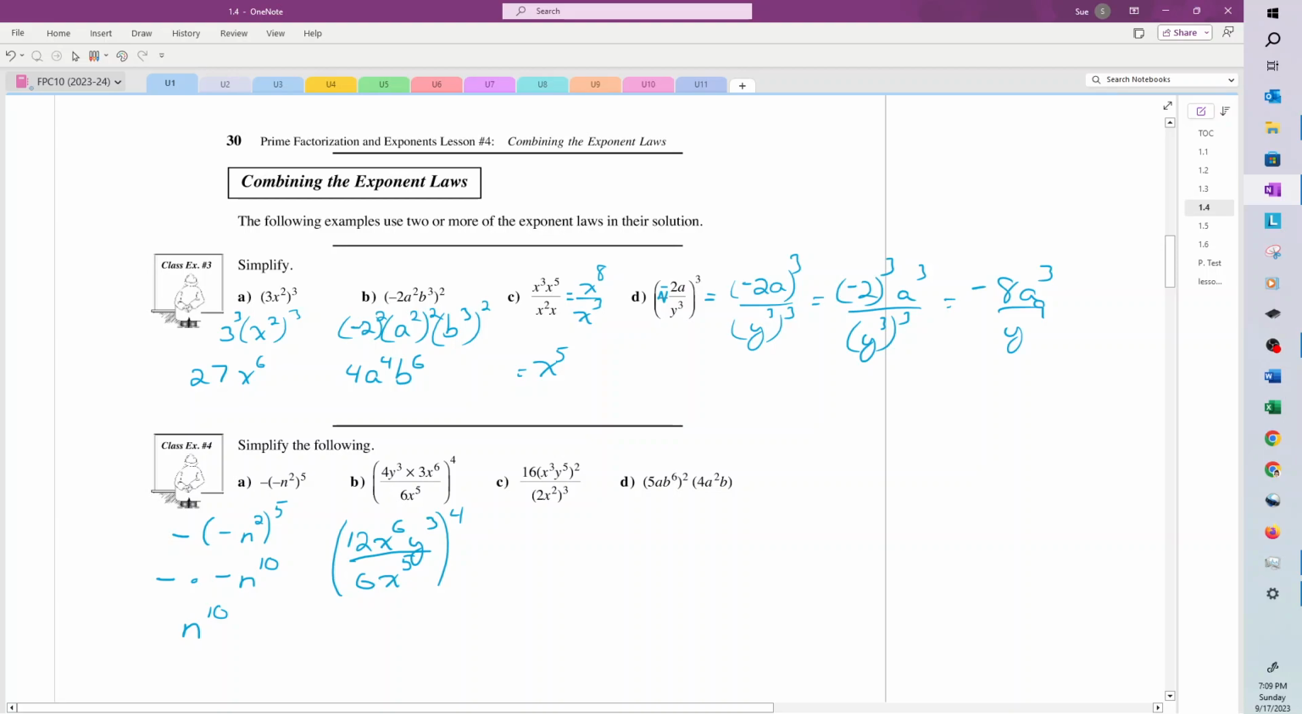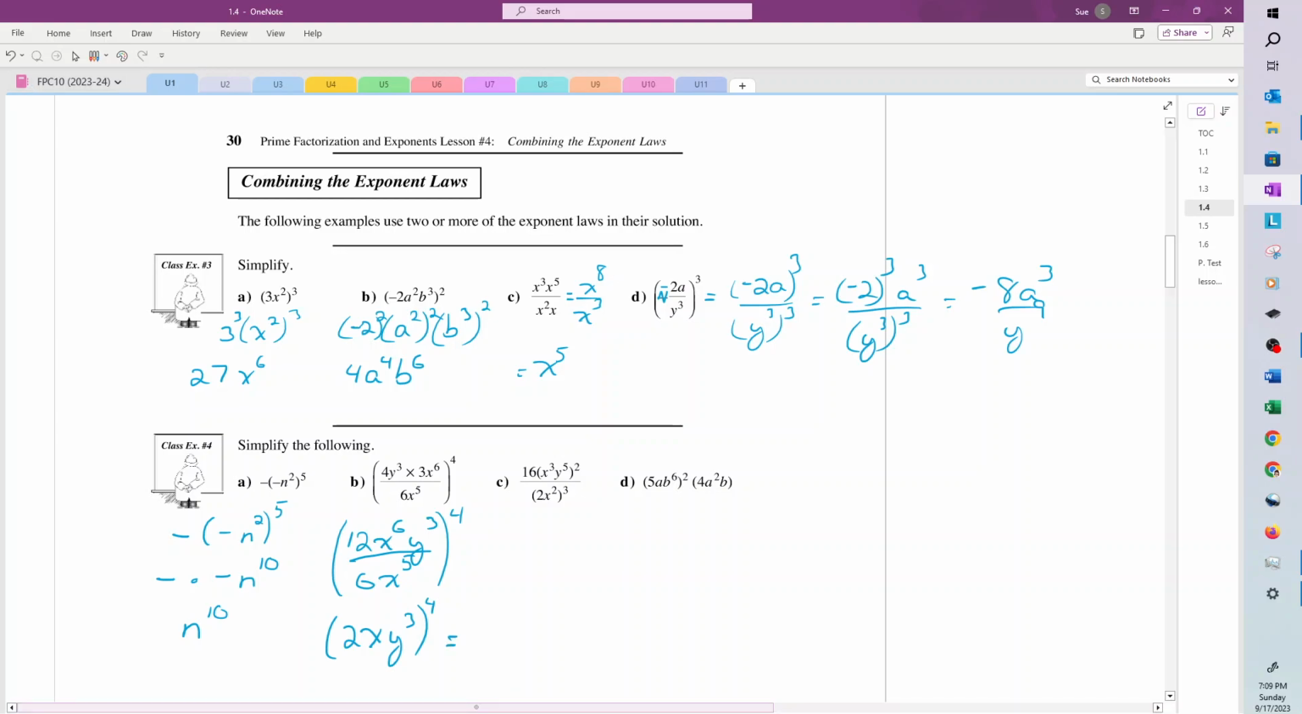Okay, so now I've simplified my numerator, I've simplified my denominator, and now I'm going to simplify the fraction that's inside the brackets. So 12 over 6 is 2, 6x to the 6 over x to the 5 is x, and then I have my y cubed doesn't get changed, and that's still all to the power of 4.